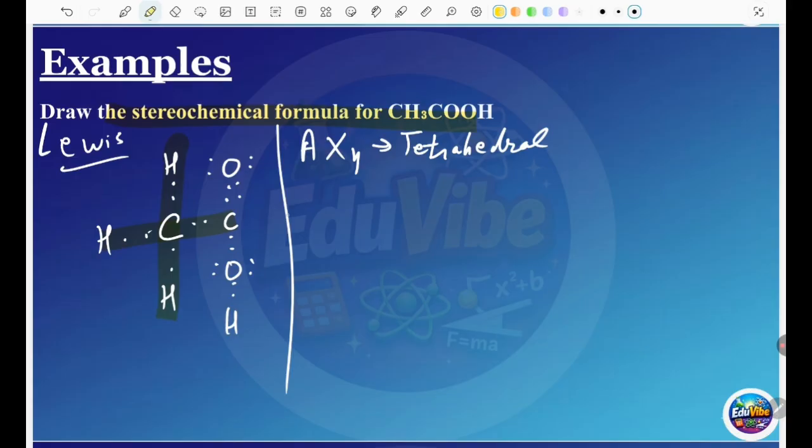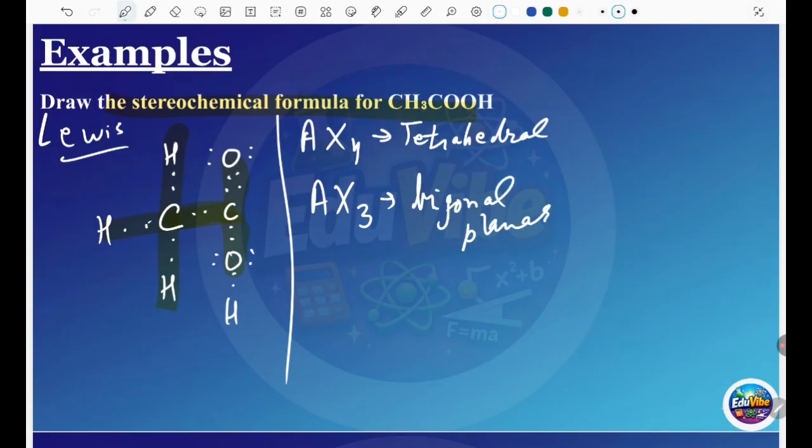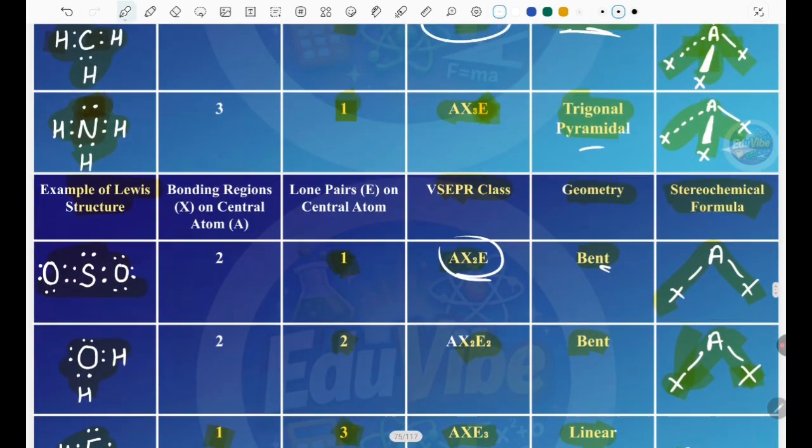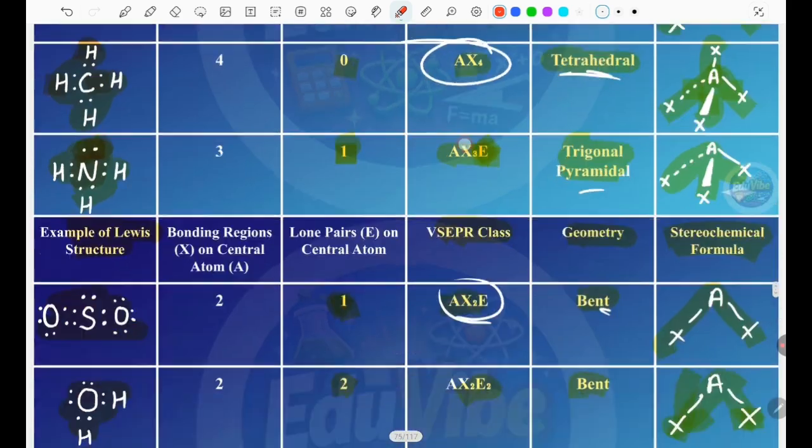Now if we look into this one, if we take this C as the center, we have 1, 2, 3 of them. So now we have 1, 2, and 3 of them. This means we have AX3, which is our trigonal planar.